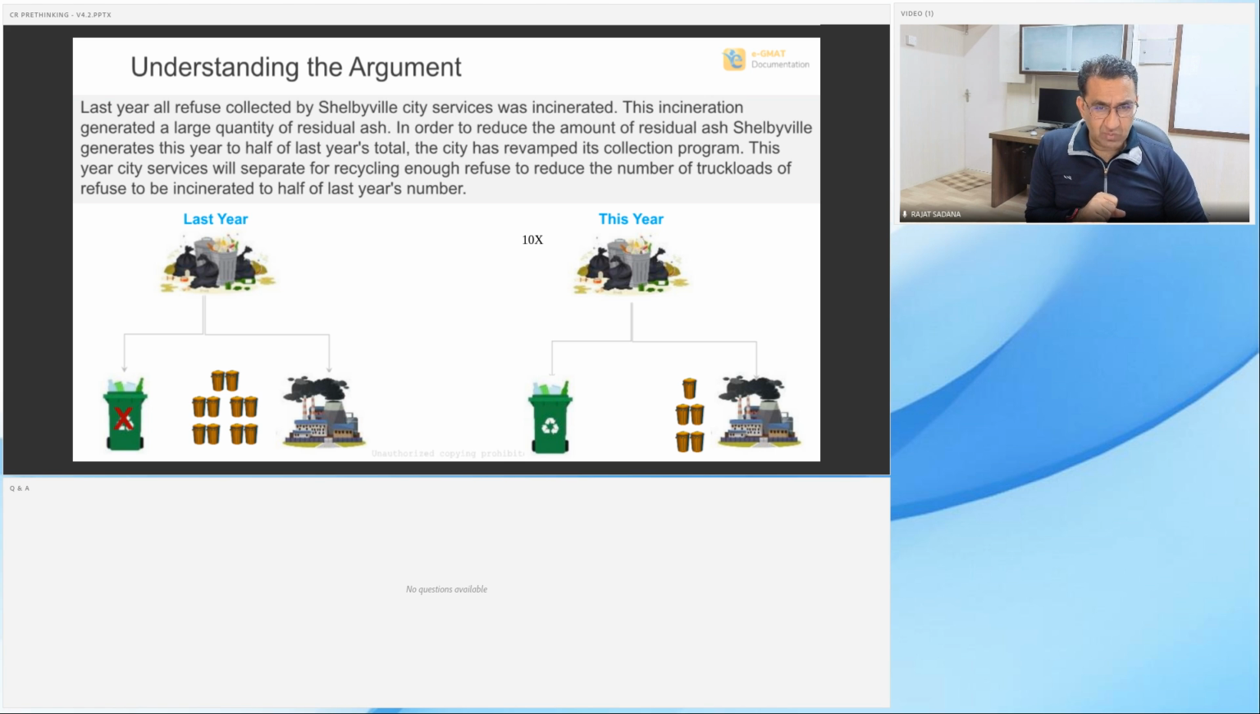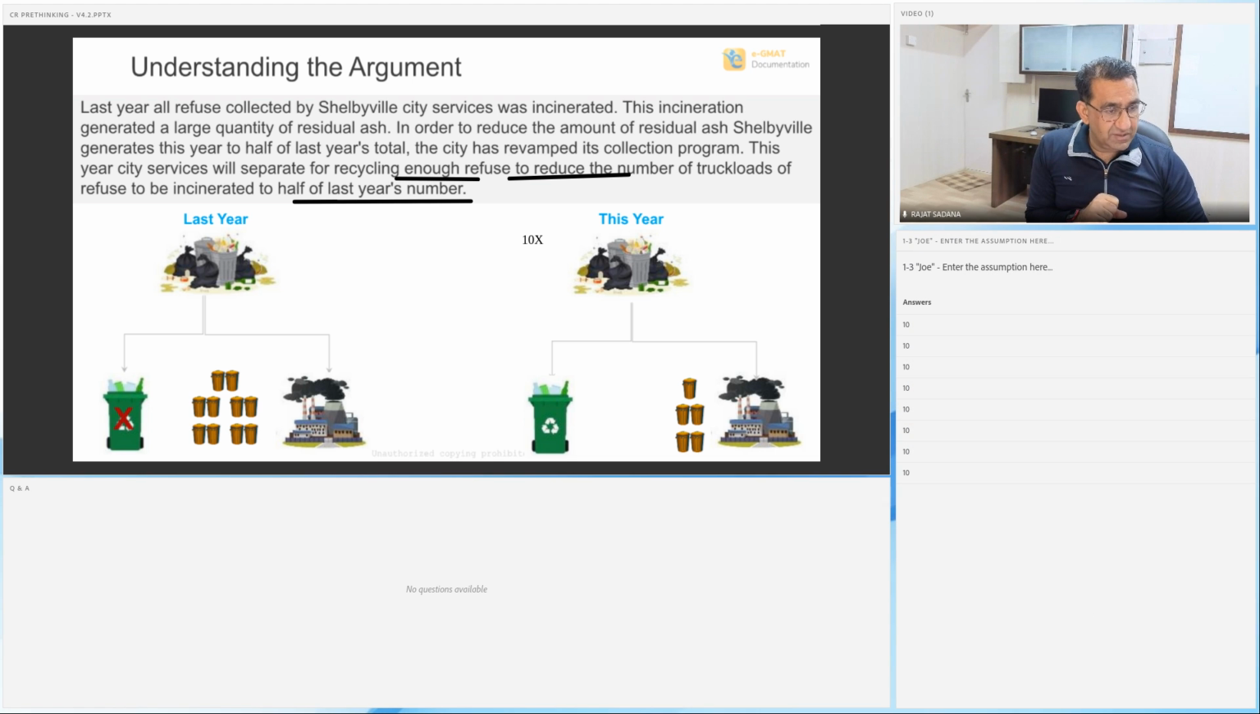This year, city services will separate for recycling enough refuse to reduce the number of truckloads to half of last year's number. What this is saying is, regardless of the amount of garbage that we collect, we're only going to send half as many truckloads as we sent last year. Is that clear? No? Which part is not clear?